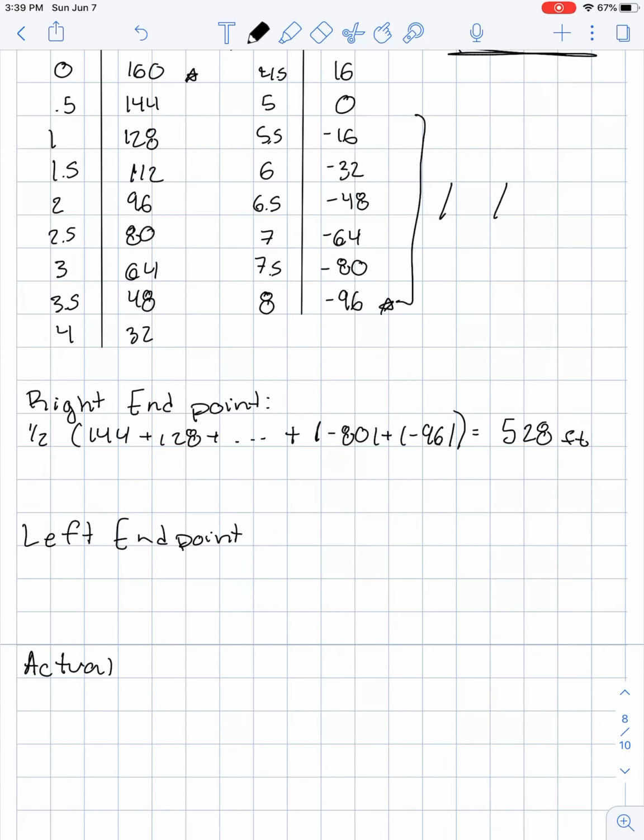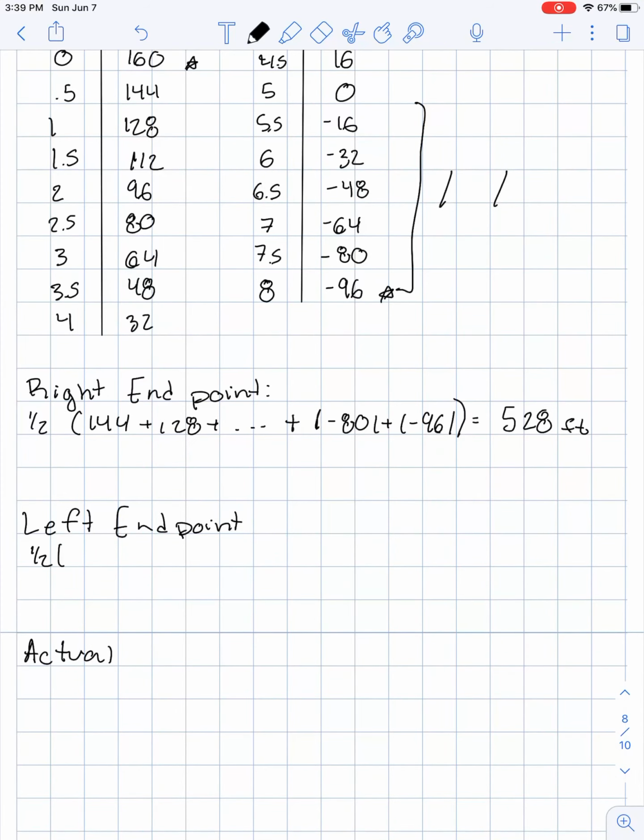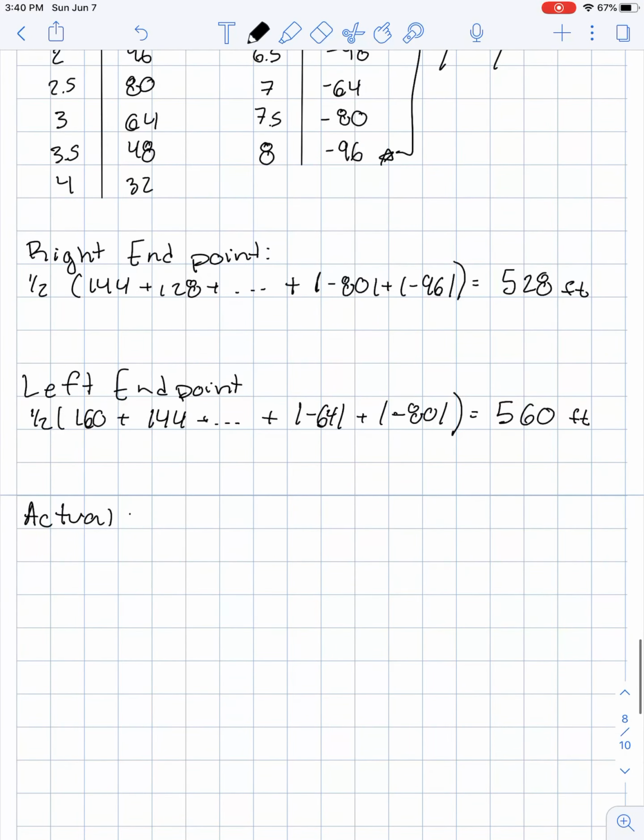All right, so with my left endpoint, I'm going to use every value except for my last one, negative 96. So I'll do 1/2 times 160. So now I'm including that first one, plus 144, everything in between, and then the absolute value of negative 64 plus the absolute value of negative 80. And that's going to equal 560 feet, which is pretty cool. So the actual distance is 544 feet.